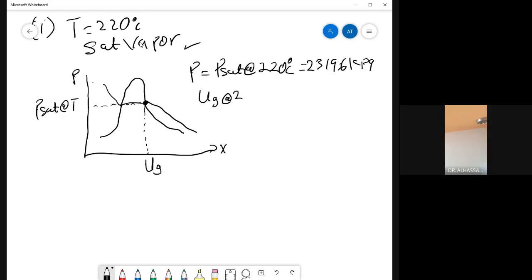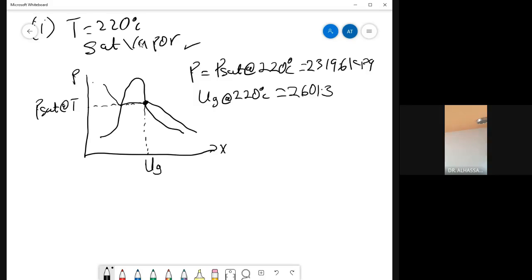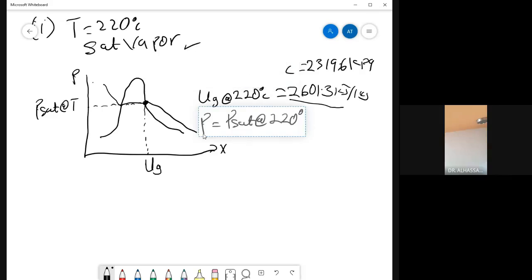Now in the same table, you go to U_g at the given temperature, at 220 degrees Celsius. What is the internal energy there? 2601.3. Come again? 2601.3. Okay, thank you very much, Aima. So this will be in kilojoules per kilogram. Okay, so that's the solution to this question as well.